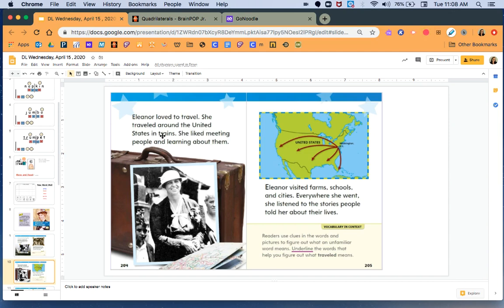Well, what are some clues here that could tell me what travel meant? Well, it told me that she would take a train if she traveled. It also told me she went around the United States. So travel, by looking at what the author put in here, tells me that to travel means to go from place to place. Also, look at our map or our picture. This says this is where she started, Washington, D.C., and she traveled or went to different places in the United States. That's another clue.